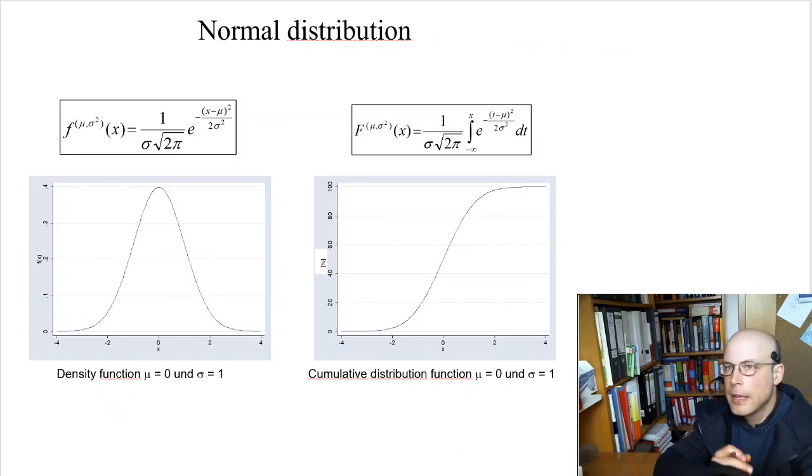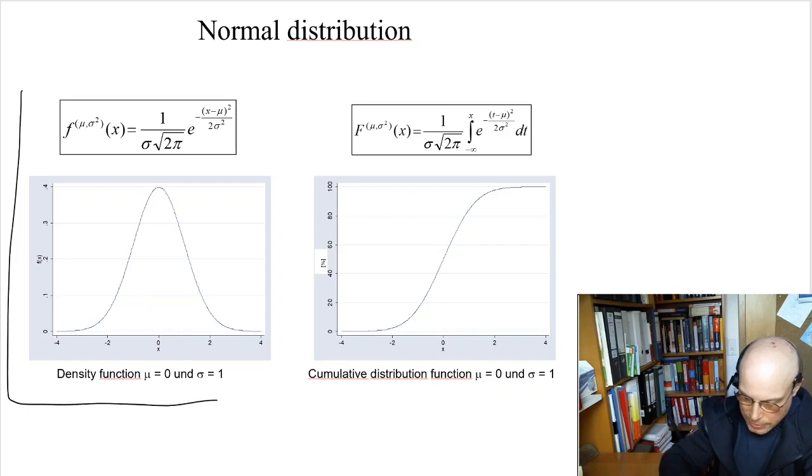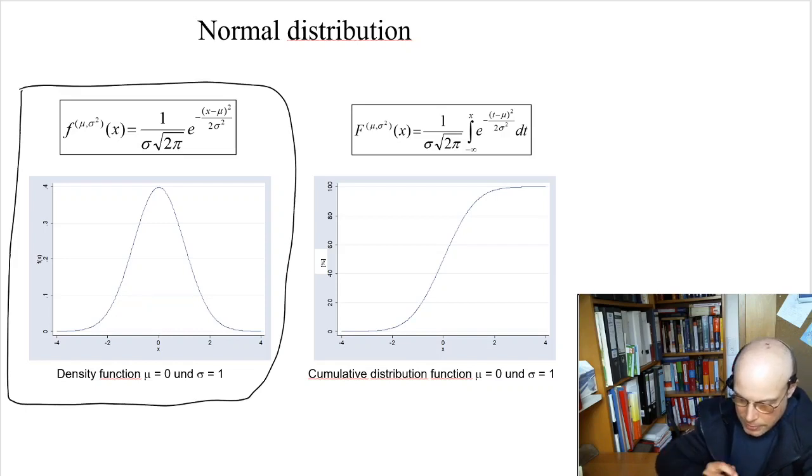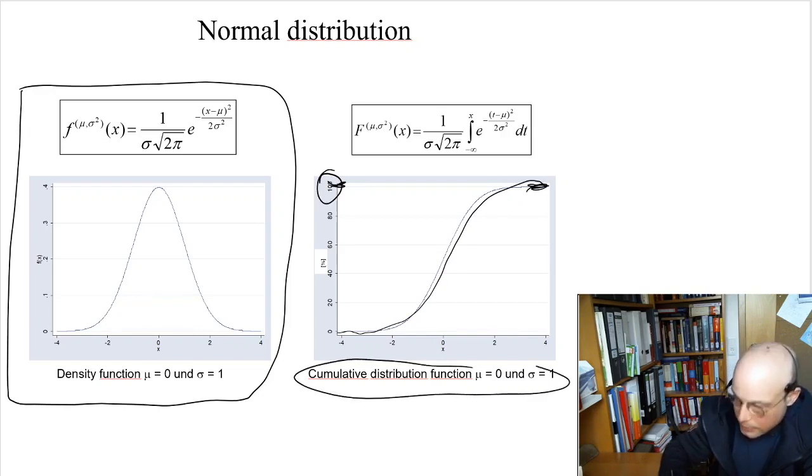Okay, here again, how does it look? This I already showed you. This is our density function. And if we calculate our cumulative distribution function, then of course we start at 0, and in the end we reach 100% for the cumulative distribution function.